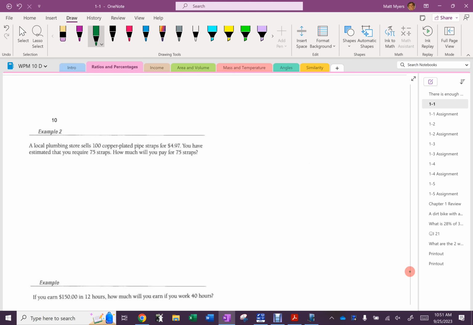100 copper plated. So you see pipes first compared to what? Money. So what are the pipes? Pipe straps. 100 compared to what? 4.97. How many pipe straps do I need? 75. So where does that go? Yellow or green? Yellow. 75. Do you know how to solve that? Of course you do. How do you show me you understand the math? You remember that money rounds to how many decimal places? 2. So I better get this answer correctly.